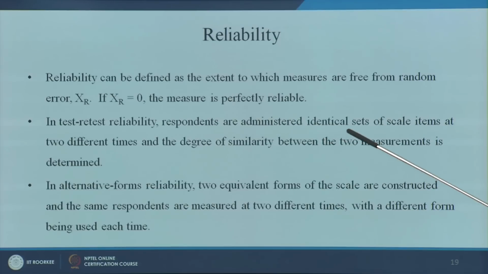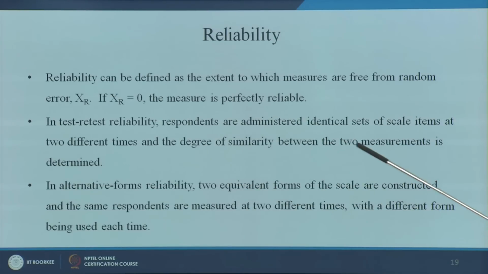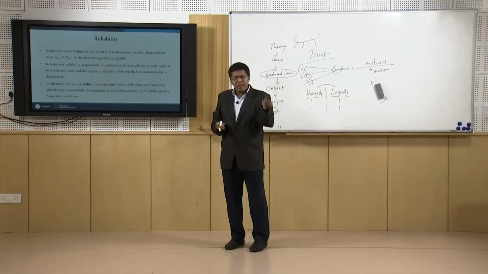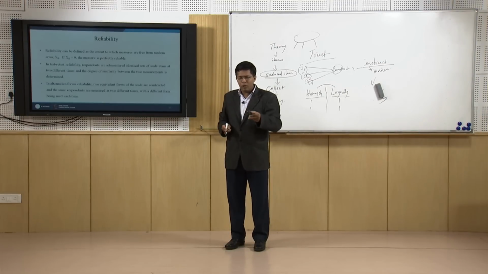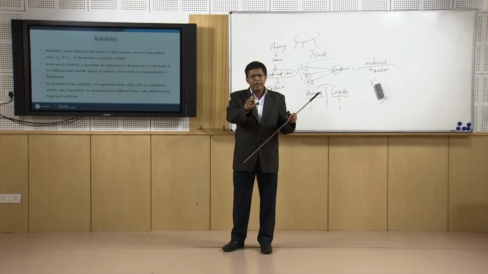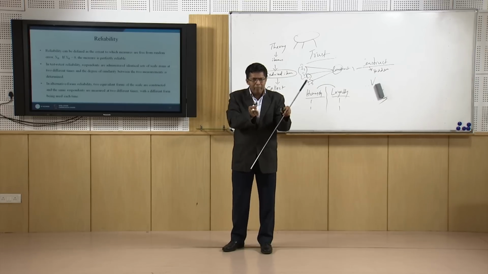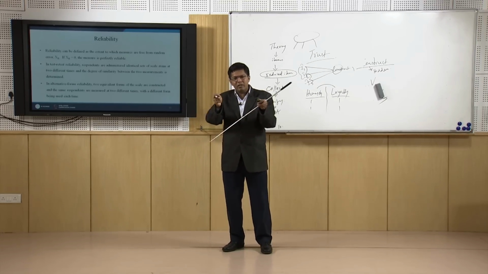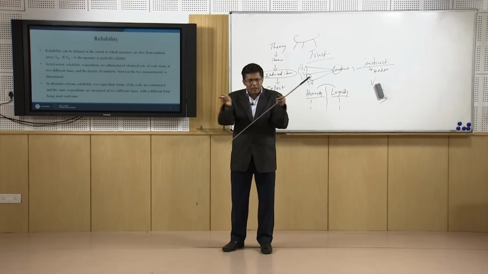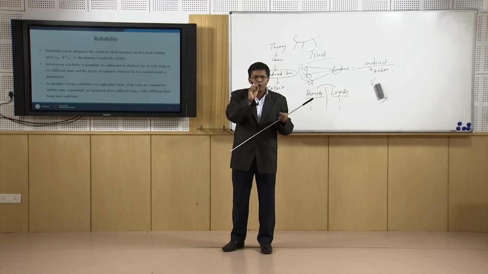Test-retest: two identical sets of scale items are used at two different times, and the degree of similarity between the two measurements is determined. Here we use the same respondent at two different times. So you have one test, then you make another test through maybe another method and look at the scores, or you use the same method at two or three different times and check the score. If you find any differences there, then that is an error. These errors are not advisable and should not be there.